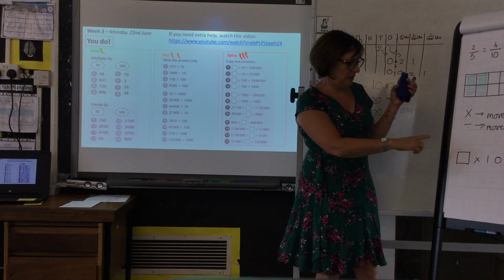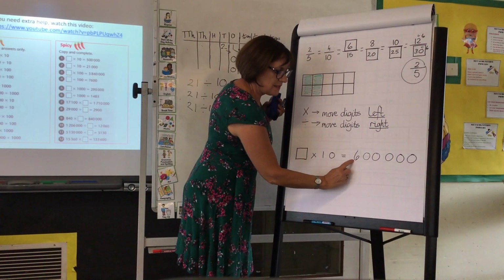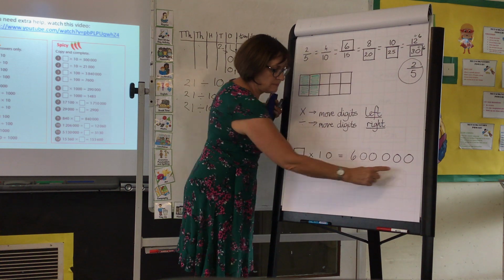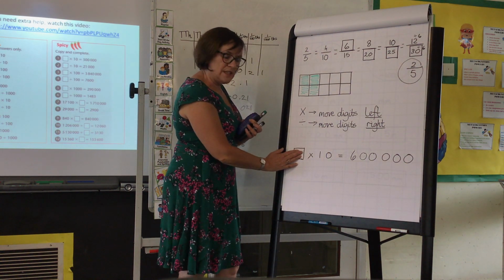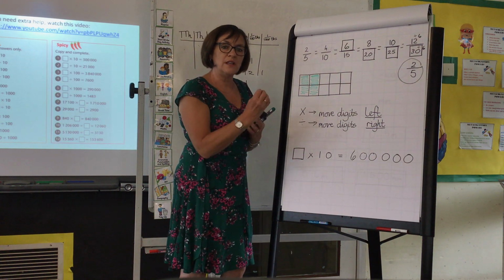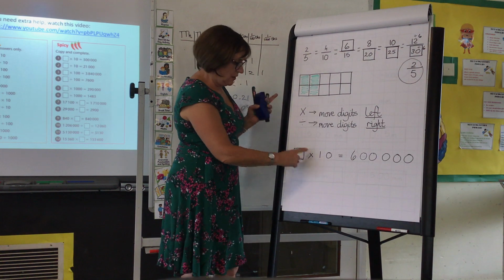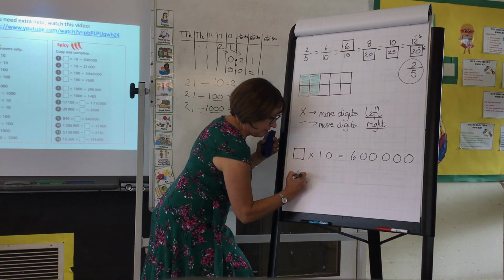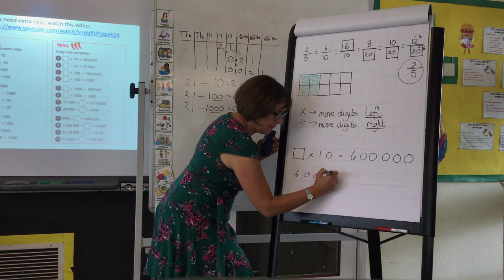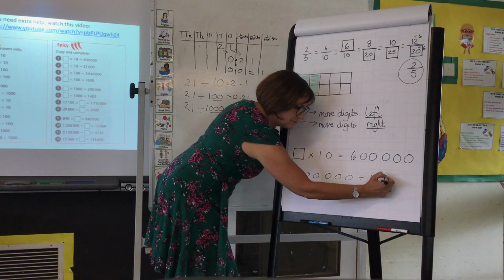Now let's just have a look here. So if it was something times 10 is 600,000, what do we do in that case? To work out the missing number, you always use the inverse. So the inverse of multiplication is division. So in order to work this out, you would take 600,000 and you divide it by 10.